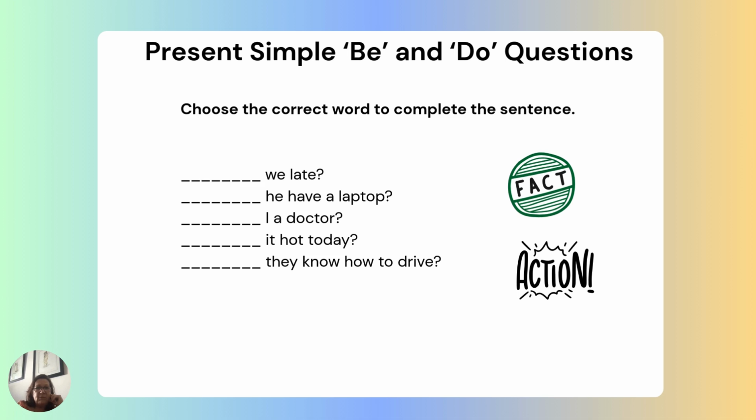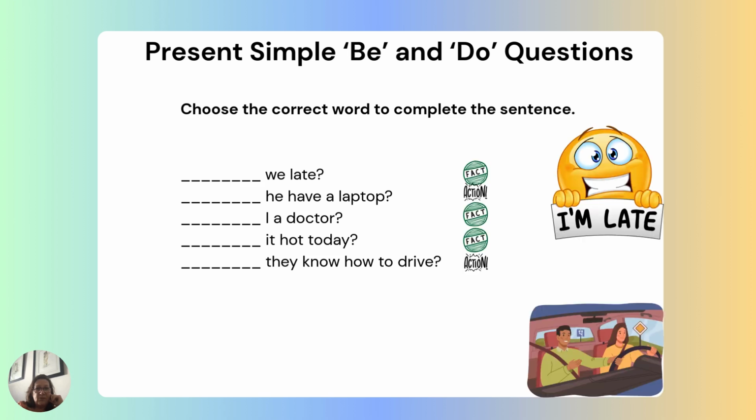He have a laptop. Have, we know have is an action. So we're going to use the verb do. I a doctor. Well, that's a fact. It's hot today. It's not an action. Know how to drive. Know is an action.